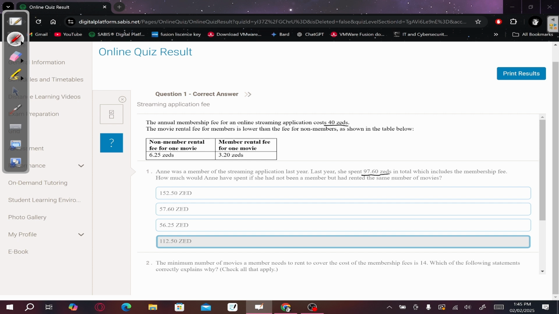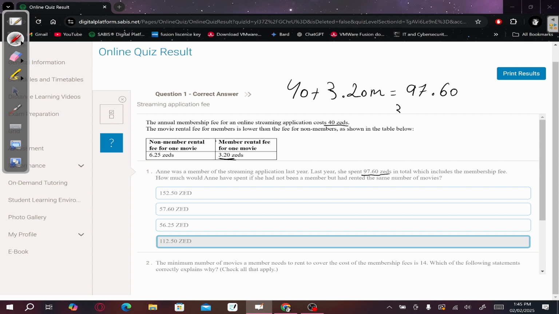Okay, so first we're gonna find how many movies she rented while she was a member. So we start with the base membership fee, 40 zats. So 40 plus. Now, we don't know how many movies she rented, right? But we know the rental fee for one movie, if it is a member, 3.20 zats. So 3.20. Now we're just gonna write M for movies equals 97.60.